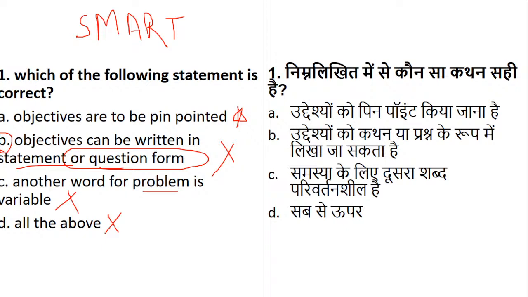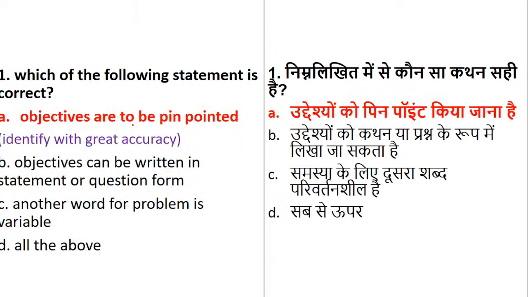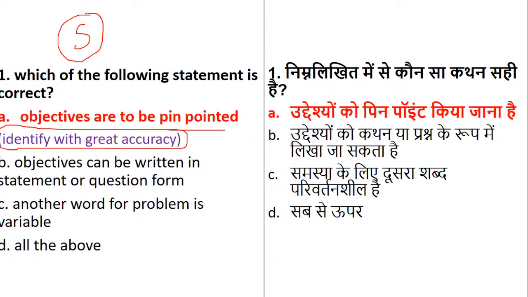So now the one confusion you got is, what is this pinpointed? And that option is the correct option. It means that objectives of the research are to be pinpointed. It means objectives have to be identified with great accuracy, and that is the first letter of SMART, that is, specific. It has to have great accuracy when you are specifying the research objectives. That's the reason we always tell you that whenever you do research, your objectives have to be specific. And here option number 1 gets correct.